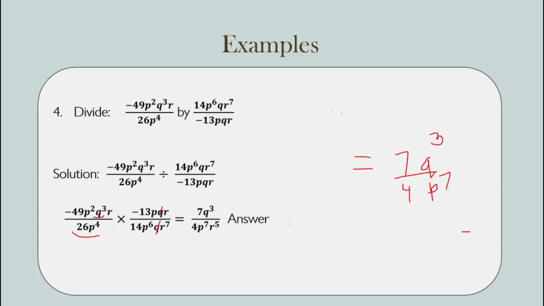Now solving for r. Let's see if we can directly cancel something. We can't, so we'll do it properly. R raised to power 1 multiplied with r raised to power 1. So it would be r square in the numerator, and there is r raised to power 7 in the denominator. Since the bigger power is in the denominator, the variable would remain there in the denominator and the power would get subtracted. So 7 minus 2, which is 5. So basically we are getting r raised to power 5 in the denominator. That's how our final answer is 7q cube over 4p7 r raised to power 5.